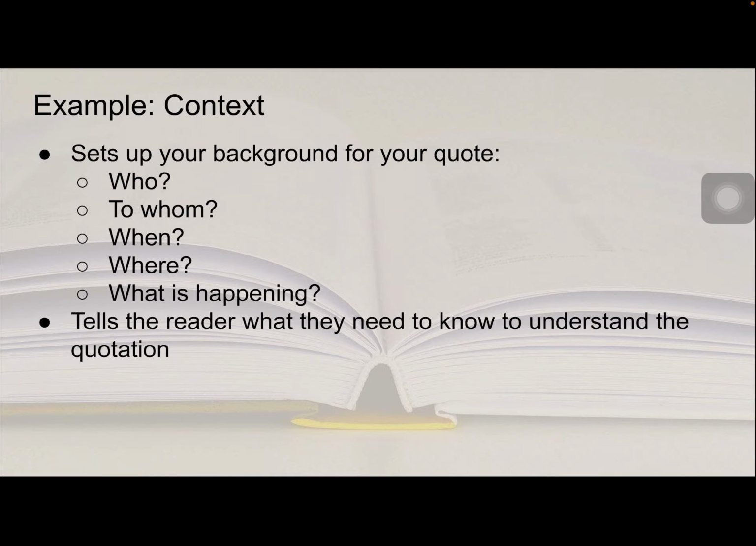The next part of a paragraph is the example. So this is the evidence or the direct quote from the story or from the text. But you can't just put the quote in there without any introduction. You always need to lead in to the quote or introduce it with context. So this is where you introduce it with who said it, who are they saying it to, when did this happen in the story, where, what is happening around it. This helps the reader understand where this quotation is coming from.